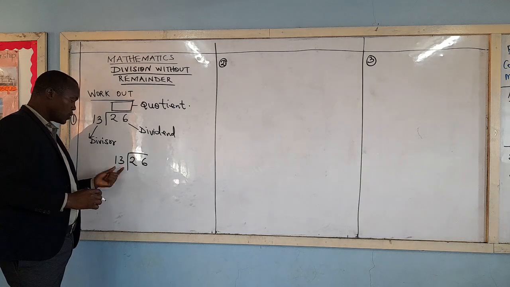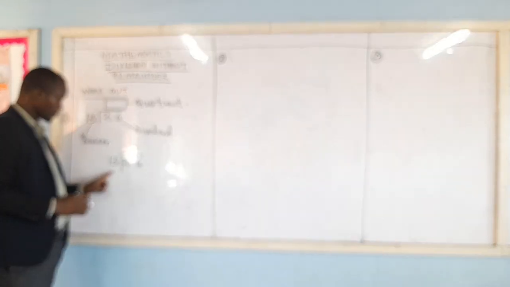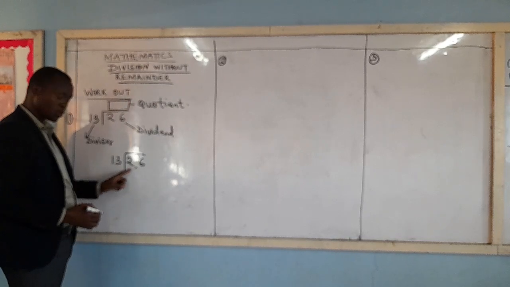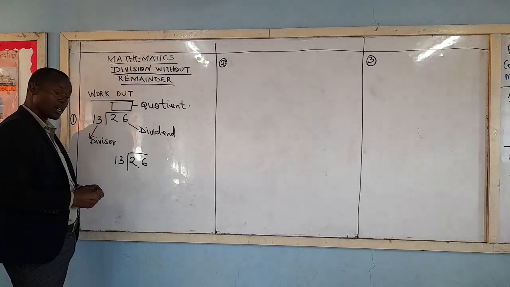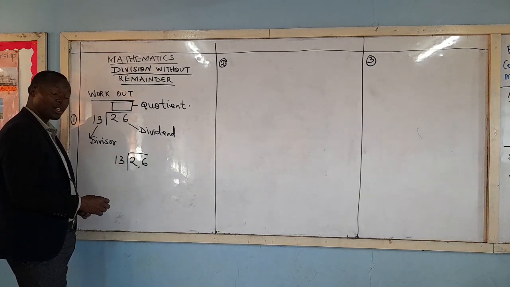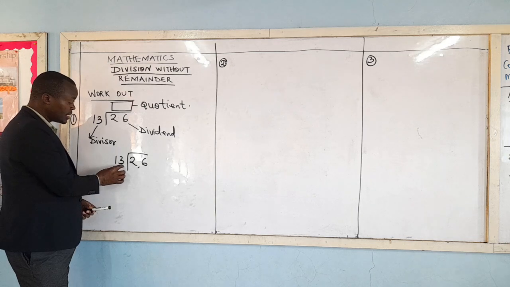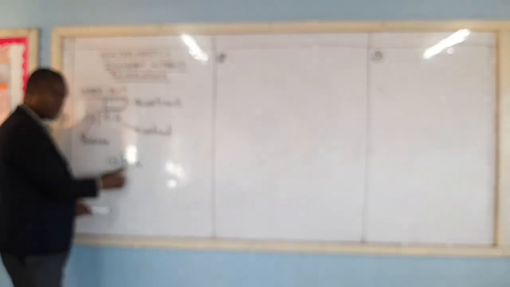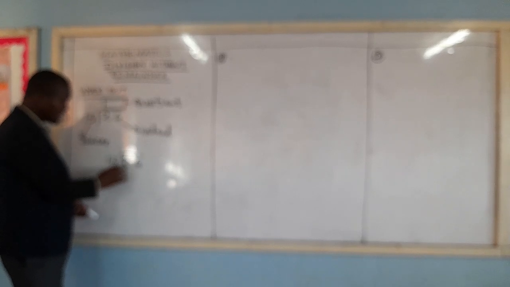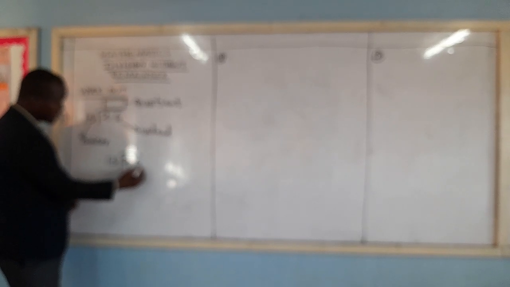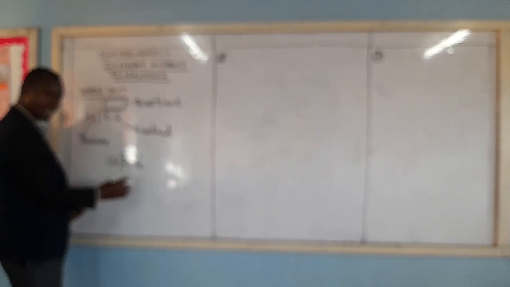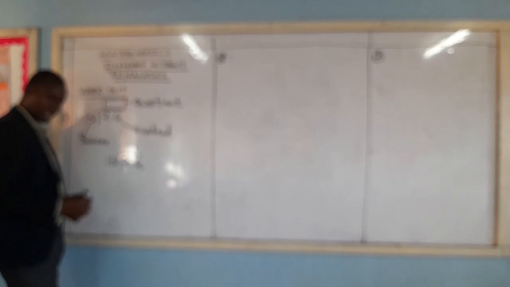We take the divisor, which is 13. Then we try to consider the first digit here, 2. And then we ask ourselves, can 13 go to 2? And you find out that 13 cannot go to 2 alone, simply because 2 is smaller than 13. So we will not consider 2. We will have to increase it to 26. We now consider the 2 digits, and now the number we are considering is 26.